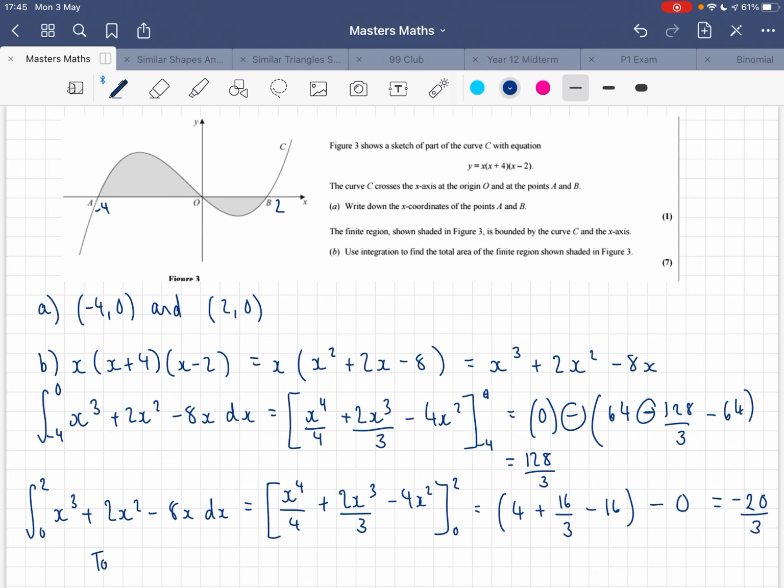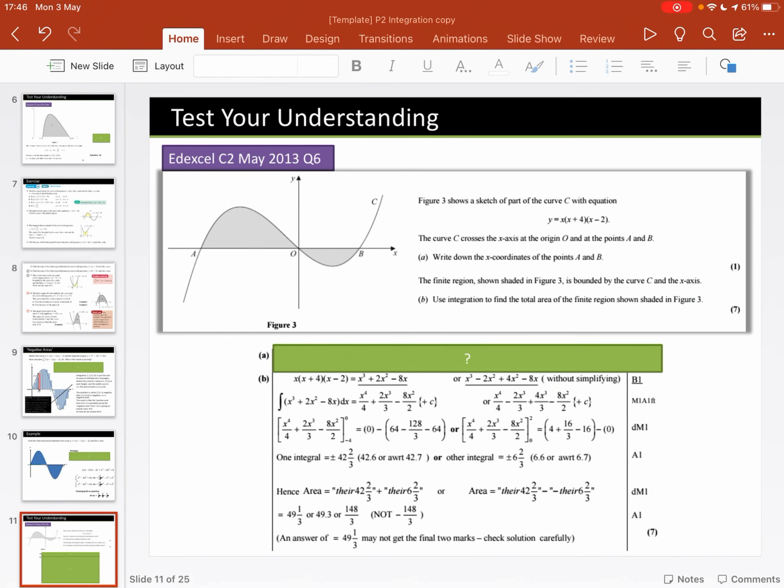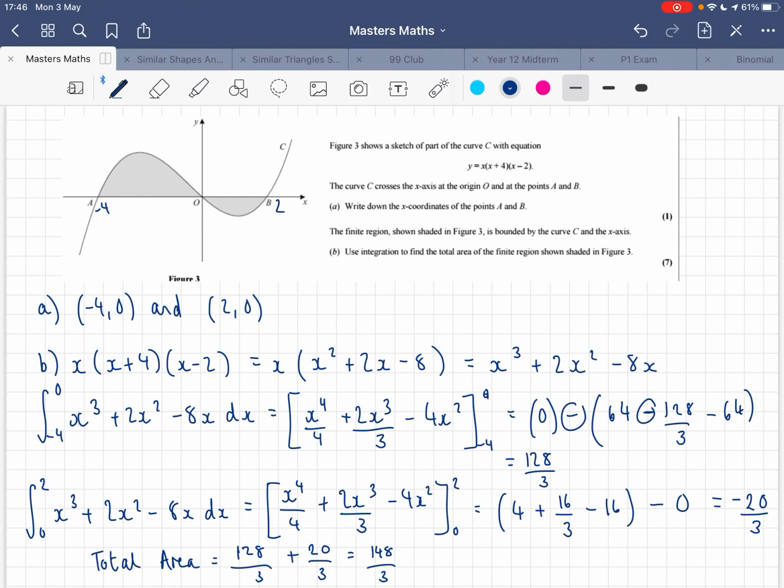I am again ignoring the fact that it is negative, and to get the total area, I'm going to add those two things together. 128 over 3 plus 20 over 3 gives me 148 over 3. Not convinced that's the right answer. I feel like you've made a mistake. Can I just check? Oh, no, it is right. 148 over 3. Yeah, no, that's right. Yeah, that's it.